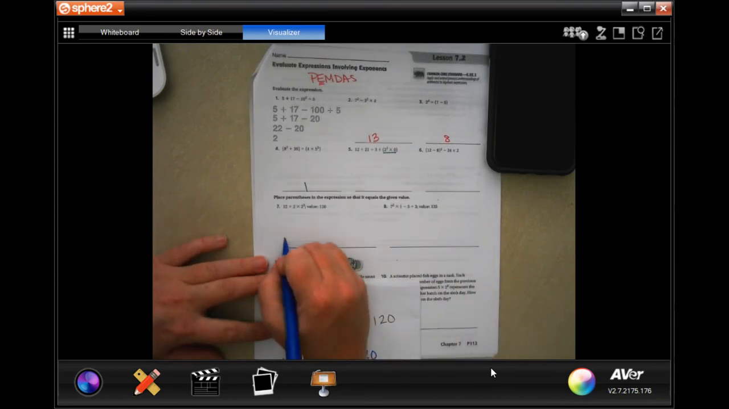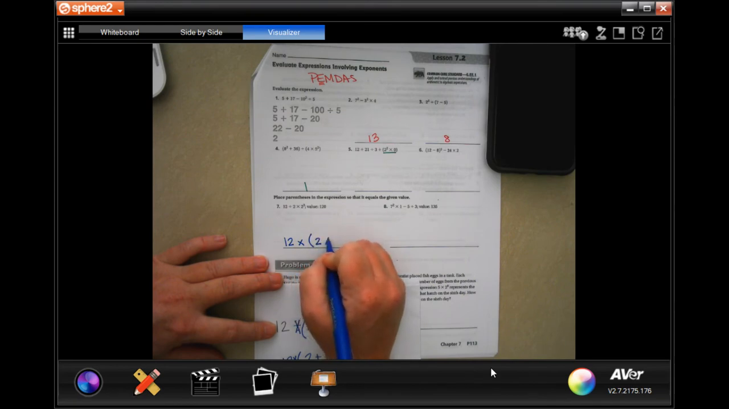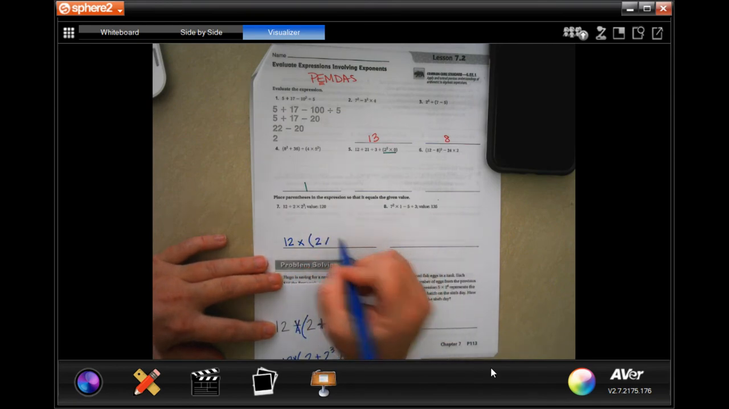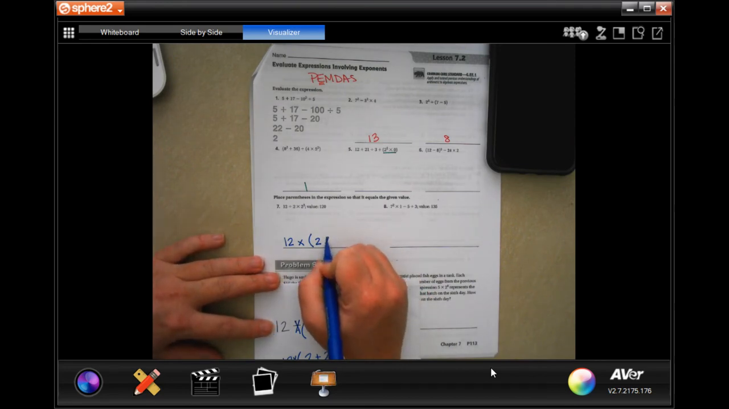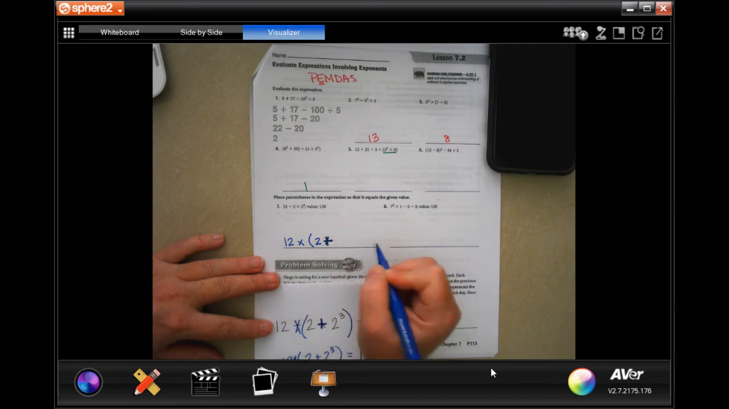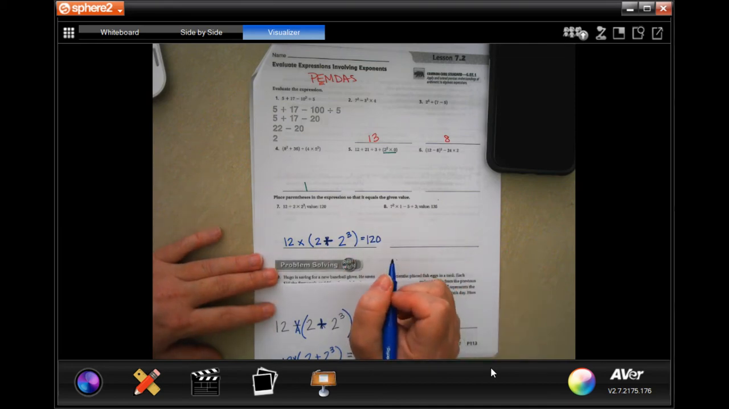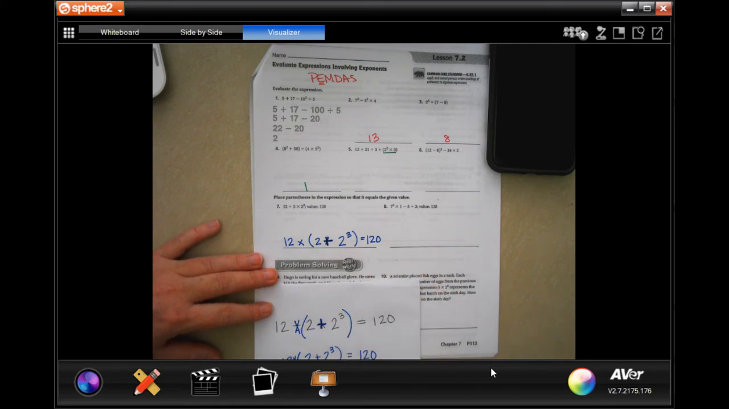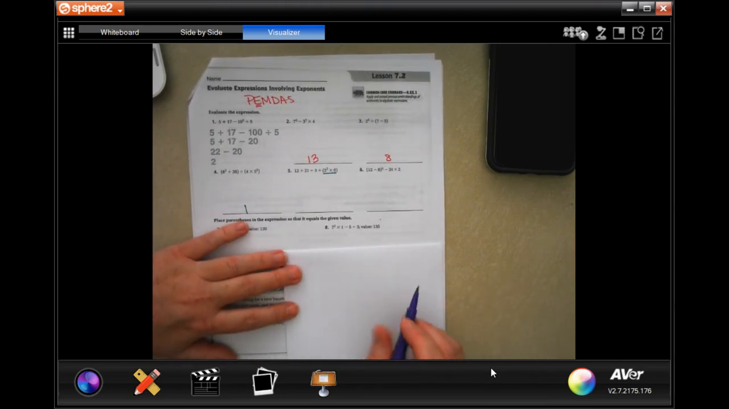So your answer here is going to be 12 times 2 plus 2 to the third equals 120. They didn't say change the sign, so I don't know why they did, guys, but that one is what it is today. Okay. Again, it wants us.